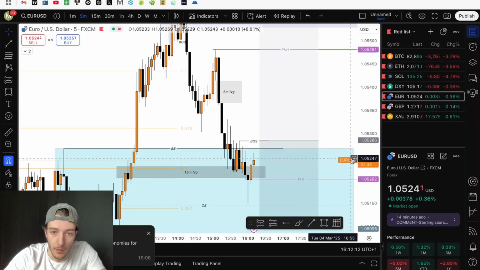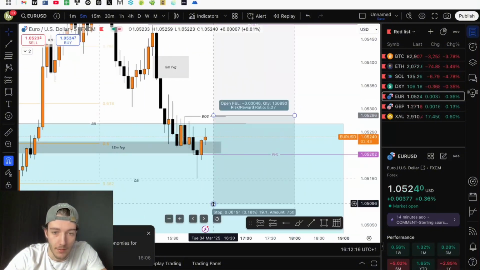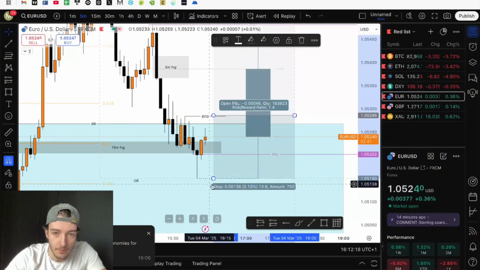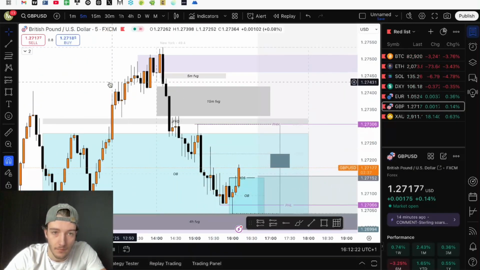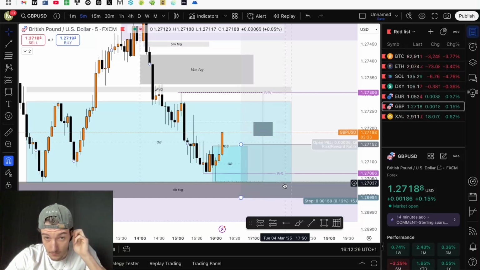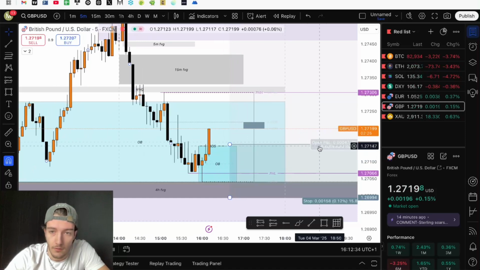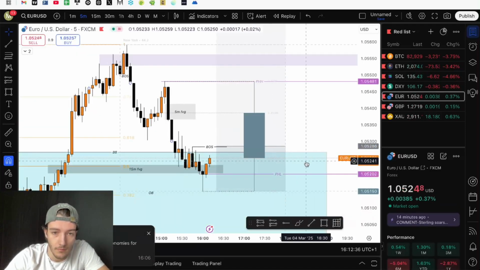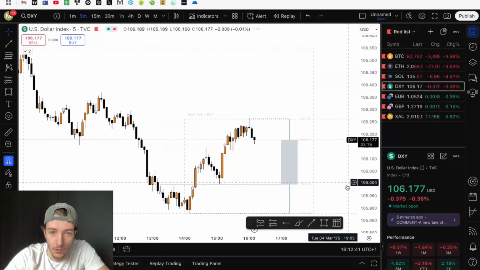Hopefully euro is also about to break structure to the upside. Hopefully we will get that nice push. We got the volatility now. Let's go. Let's go.